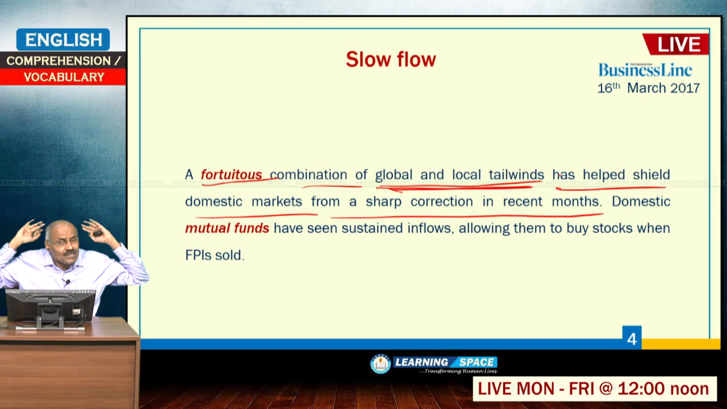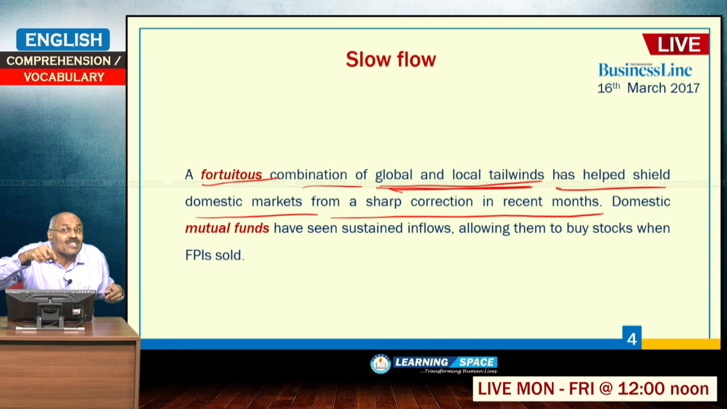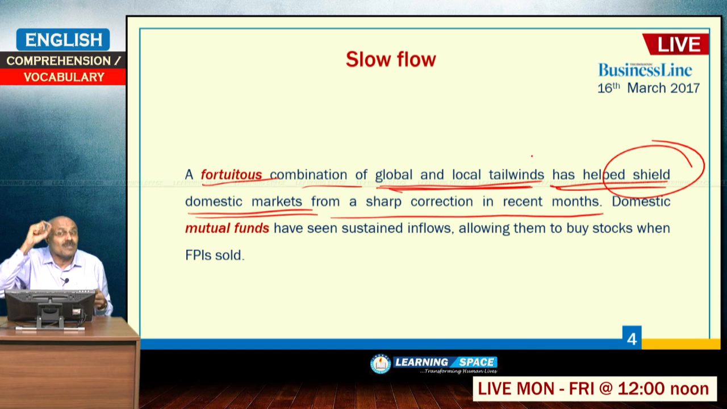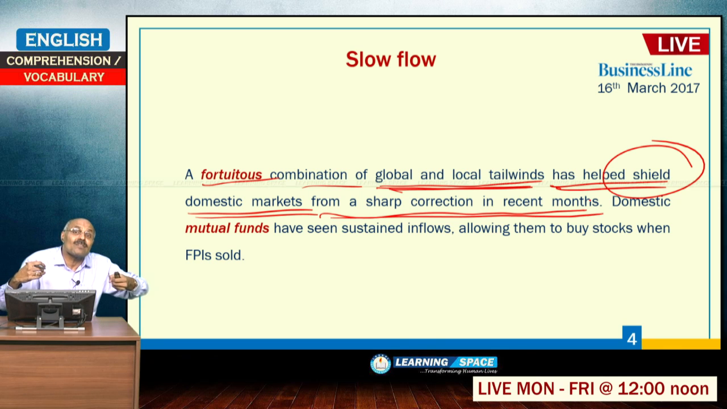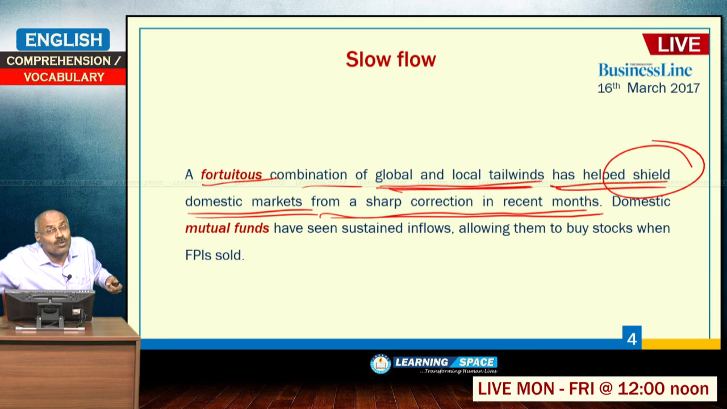Tailwinds means there are some features which supported us as far as macroeconomic features are concerned. So, tailwinds have helped shield domestic markets. Shield means helped protect domestic markets from a sharp correction in recent months. There were several factors which protected our markets from sharp correction. Though foreign portfolio investors withdrew billions of dollars, there are some other factors, both globally and domestically, which helped our markets.